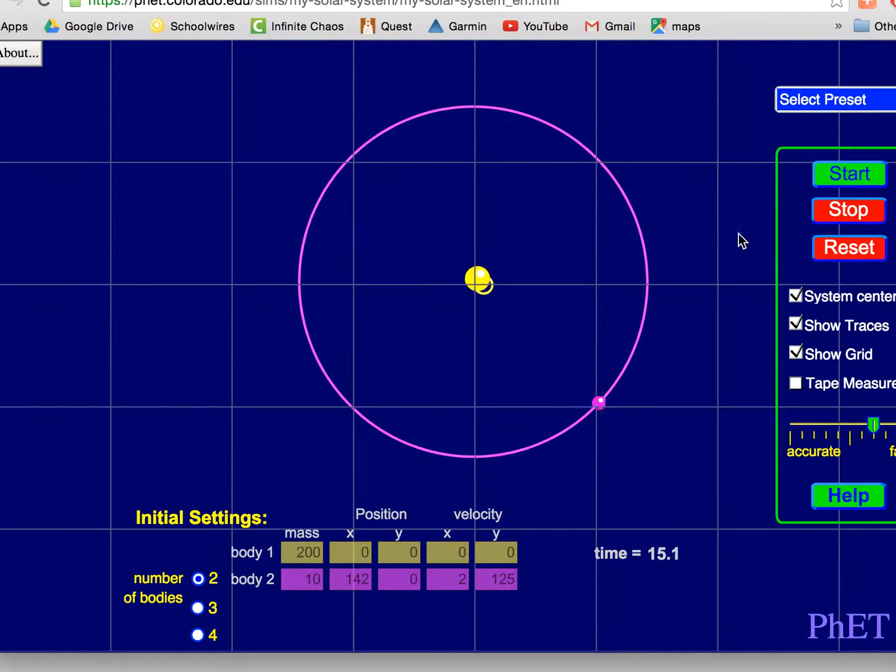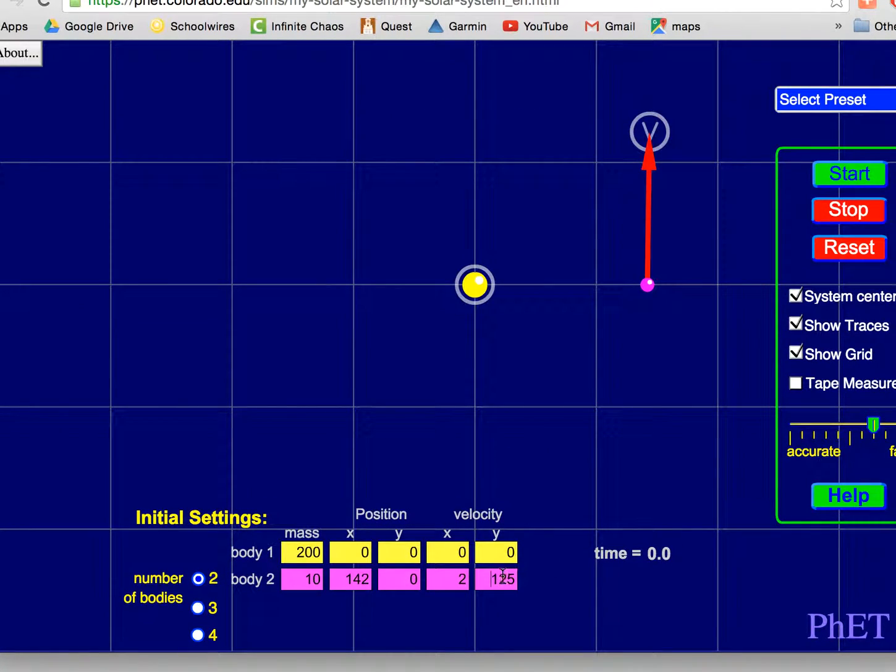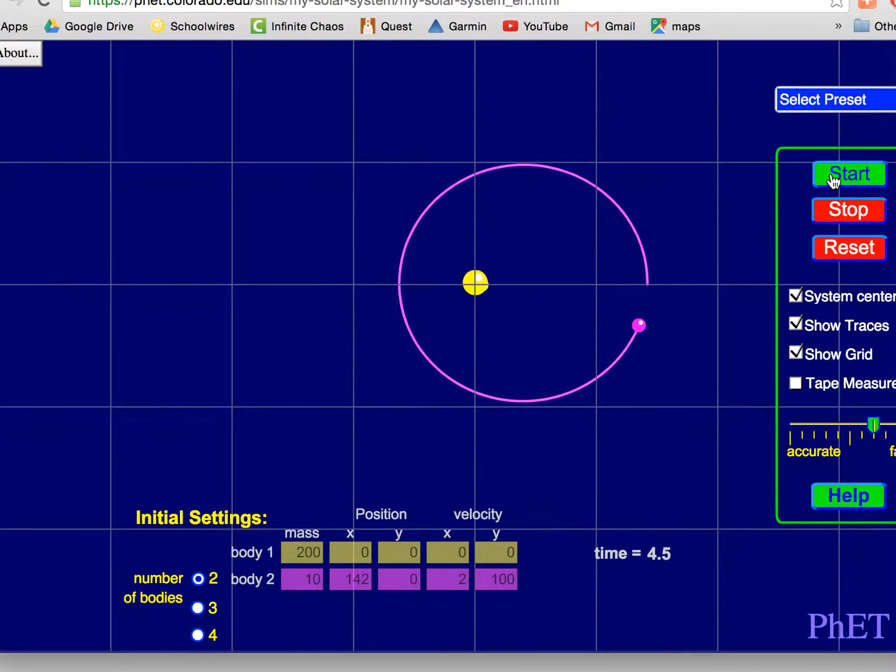much a circular pathway. Turns out, however, if I stop this, reset it, and reduce the initial speed of the planet, hit start again, we still have an orbit here, but it's actually not a perfect circle. This axis is longer than this axis. This shape is called an ellipse, kind of a stretched out circle.